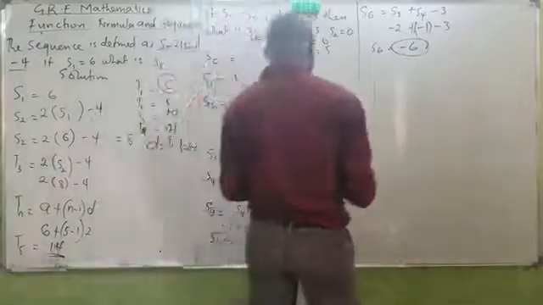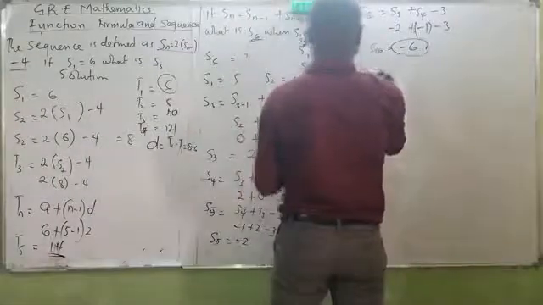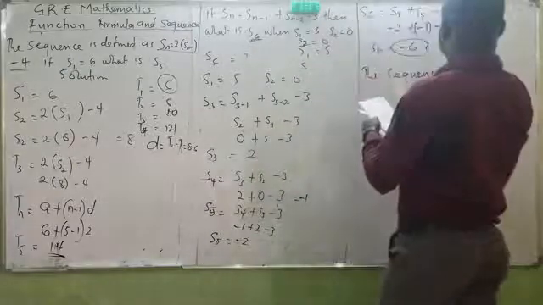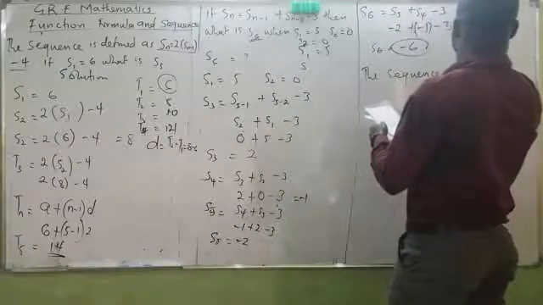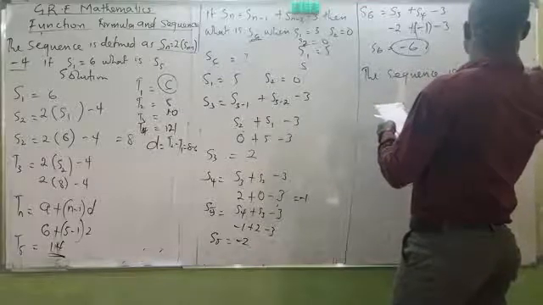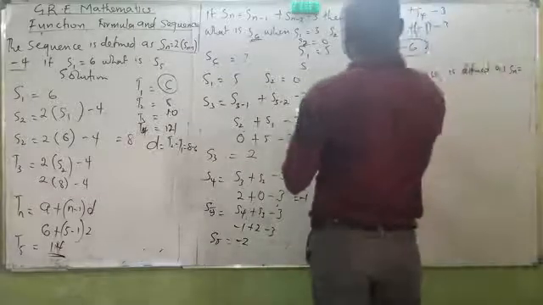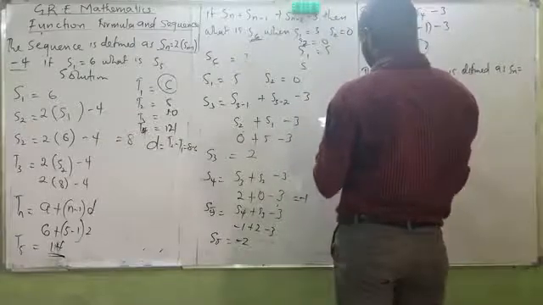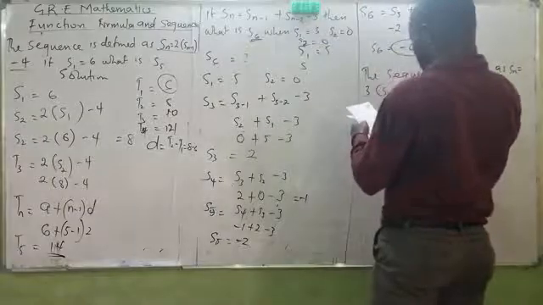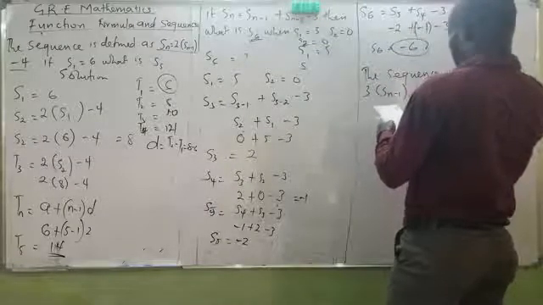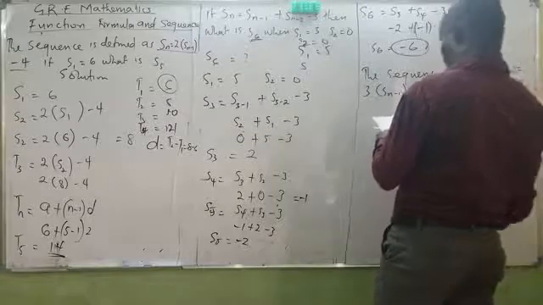Another problem comes this way. The sequence is defined as Sn equals 3 bracket of Sn minus 1 plus 1. If S1 equals 2, what is S4?